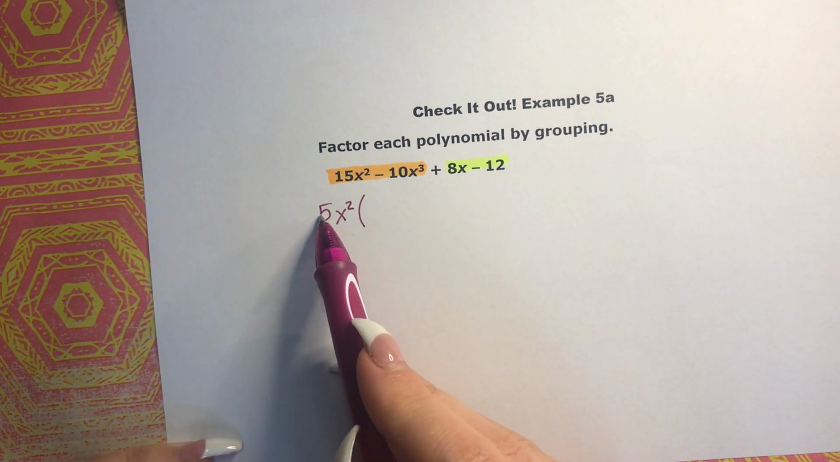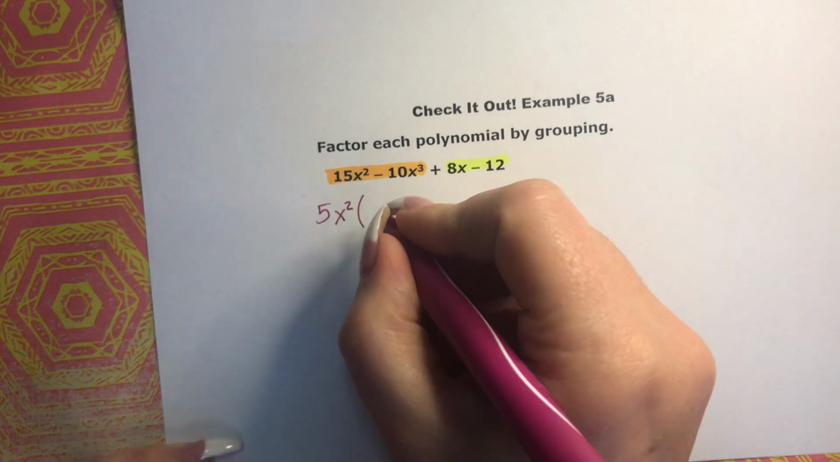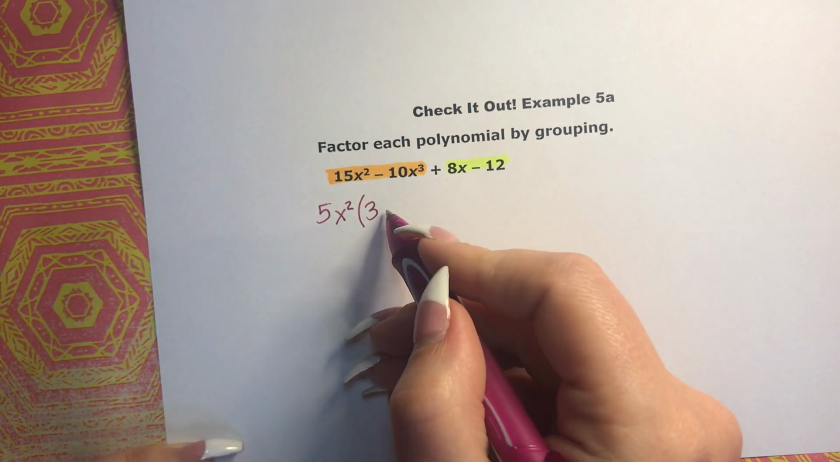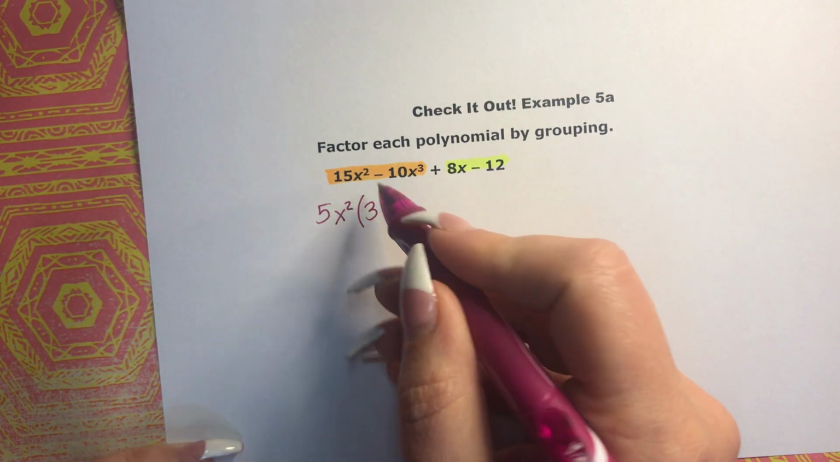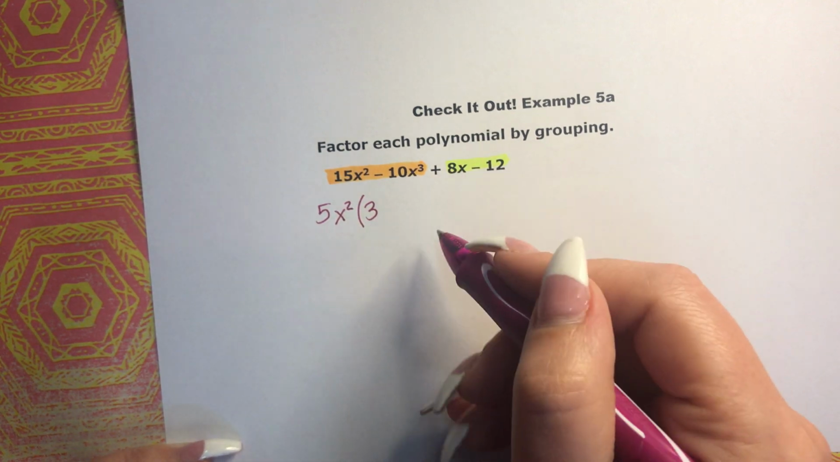So then we're just going to go for it. 5 times what is 15? 3. And x squared times what is x squared? It would be x squared times 1 is x squared, right? So we're just good with 3.